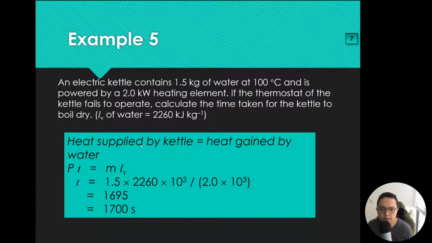So 1.5 kg of water at 100 degrees Celsius is powered by a 2000 watt heating element. The heat supplied by the kettle is equal to the heat gained by the water, so Pt equals mLV, and we are supposed to find the time. This is 1.5 kg times 2260 kilojoules, because there's 10 to the power 3 at the back, divided by the power of the kettle. You get 1695, which translates to 1700 seconds.